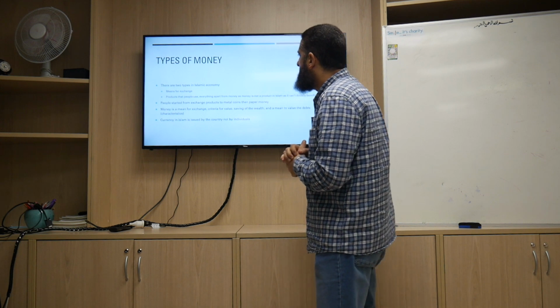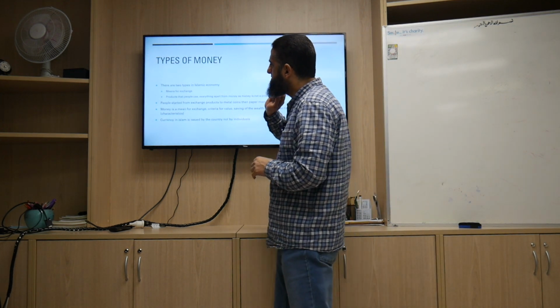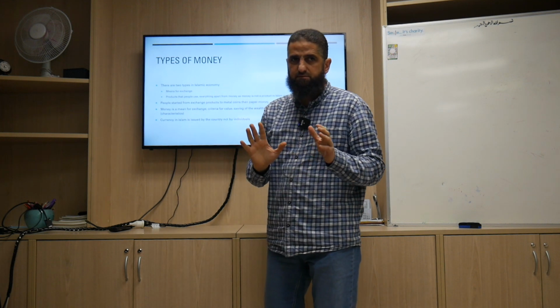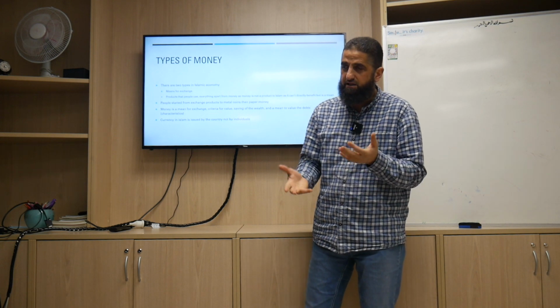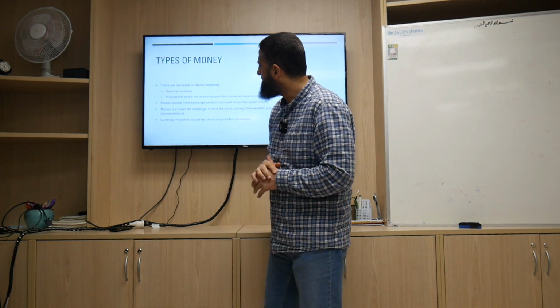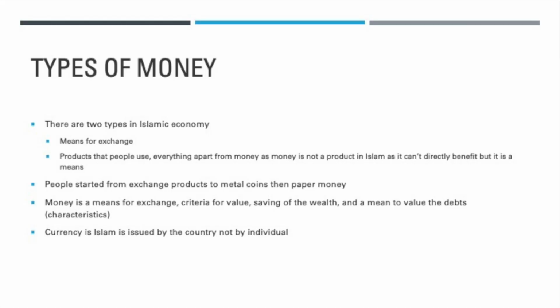Okay? In the Islamic economy, there are two types that the wealth, or the mal, or the money, is being related to. Number one, which is a means for exchange. So the money is used as a means to exchange products. And number two is products themselves that people use, which is everything apart from money.